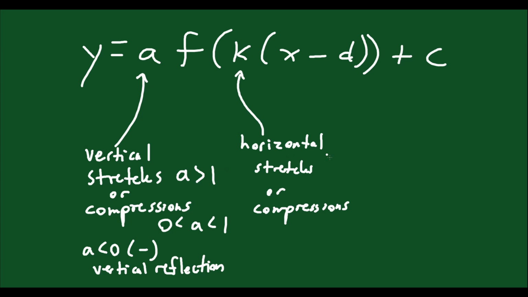Now it's a horizontal stretch when k is between 0 and 1, and it's a horizontal compression when k is greater than 1. Now, if k is less than 0, right, because up here we said between 0 and 1, if k is less than 0 or negative, that means we have a horizontal reflection.